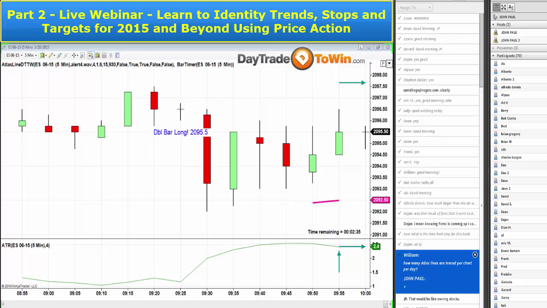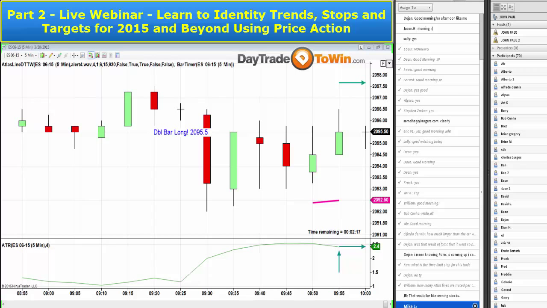It could be a pullback. It could be a strength trade on the Atlas line. So that's how we're going to manage this trade, knowing everything in advance about it. Okay? All right, anyone have any questions so far on what you're seeing?